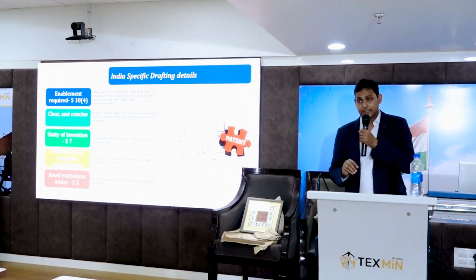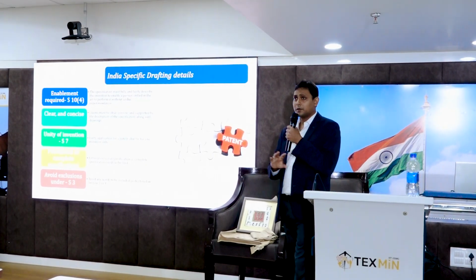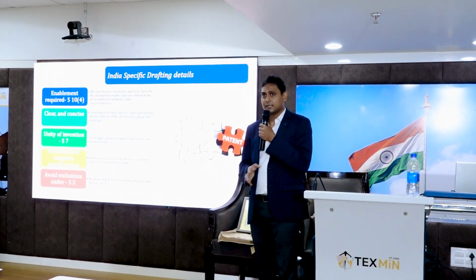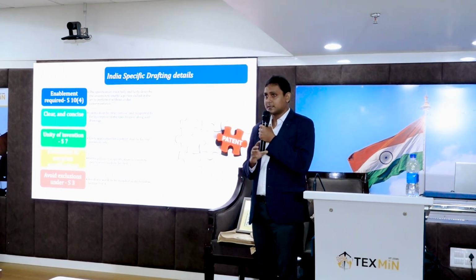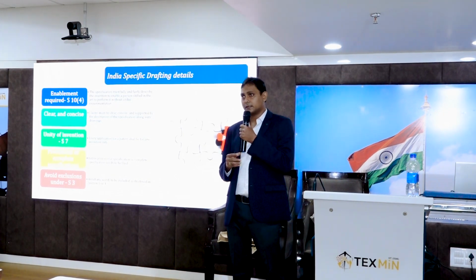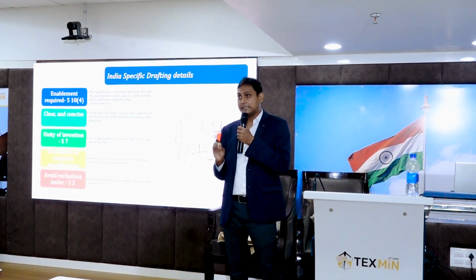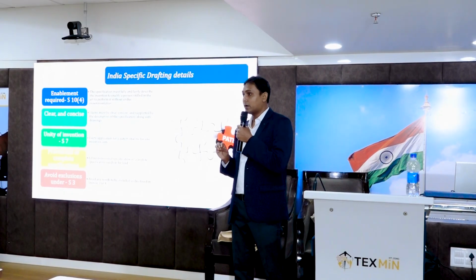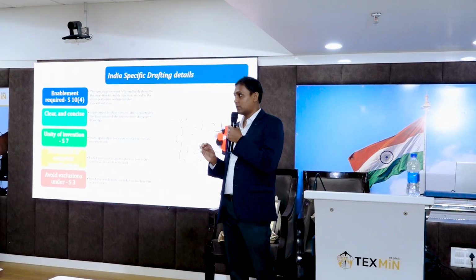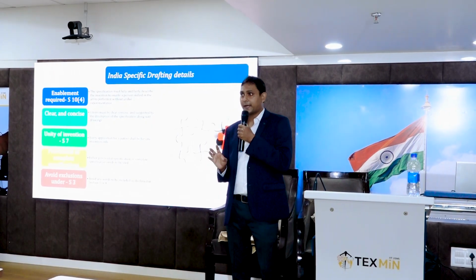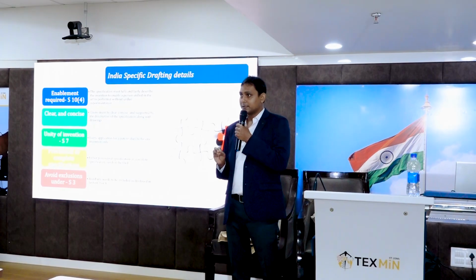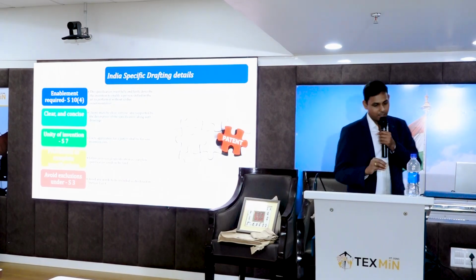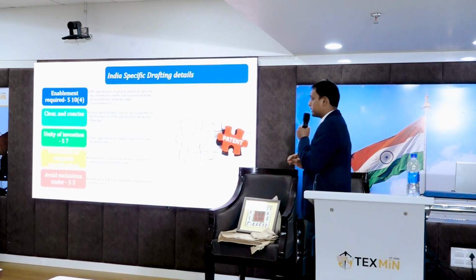Now the second is clear and concise. It should not be verbose. Suppose when you are writing the patent specification, you keep writing and writing. The main things you have mentioned somewhere, but that should not be verbose. It should be clear and concise. Whatever you want to claim or patent, write only those things. In a concise manner, prepare the patent specification such that it complies with the requirements of the Indian Patents Act.